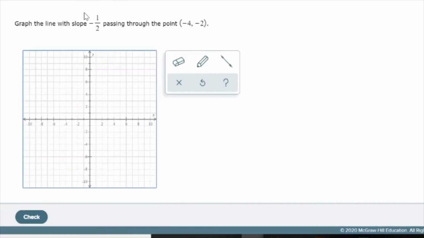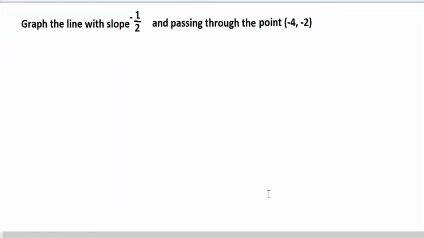Amazing. Graph the line with slope negative 1 over 2 passing through the point negative 4, negative 2. So what do I do? I identify the slope. In this case, my slope is right here. So slope is given by negative 1 over 2.